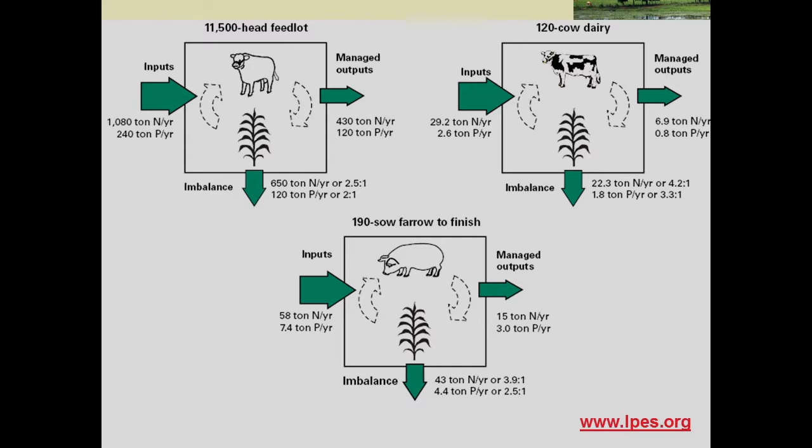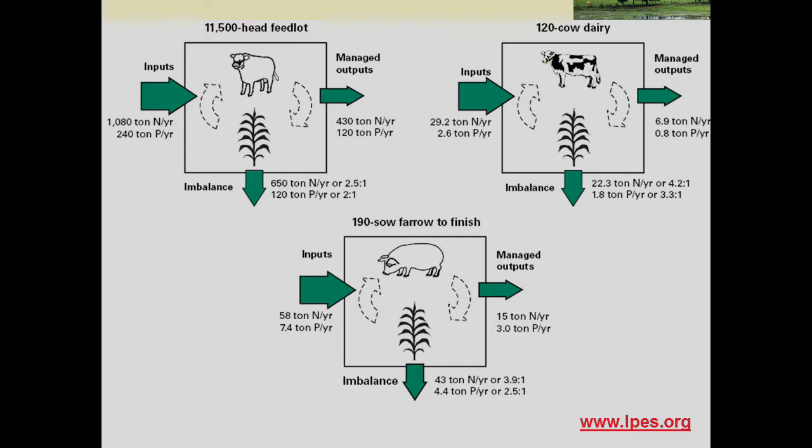So the inputs onto the feedlot, for the most part, it's going to be grain, maybe some hay, and also the calves that are brought onto the feedlot each year. The managed outputs are those calves all grown up. It's when animals leave the farm that we're capturing those nutrients that came onto the farm. We're literally feeding the grain to the cows and capturing that in their bodies, and we account for that, and that's the managed output. The imbalance on a feedlot in this situation for nitrogen is about 650 tons per year.